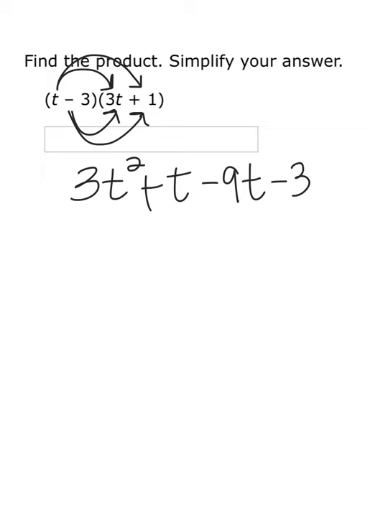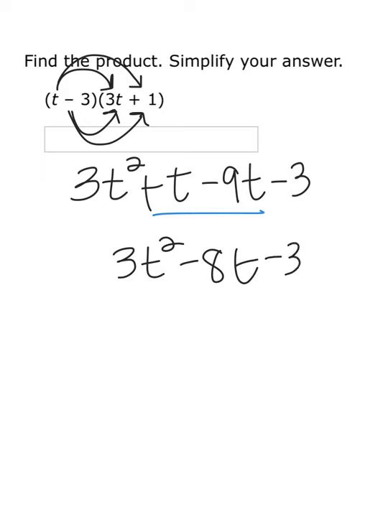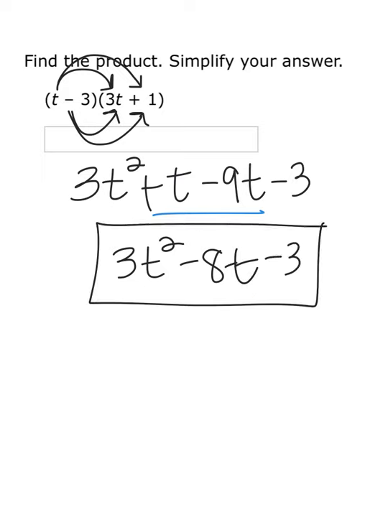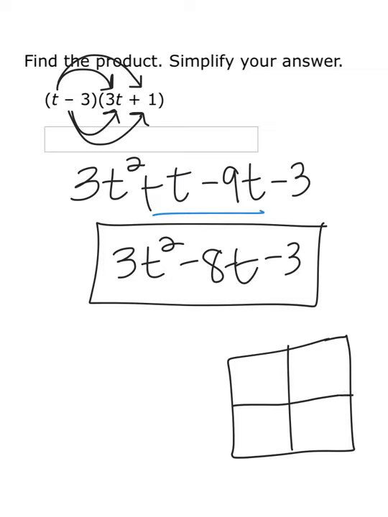So let's combine our like terms. This would become 3t squared. Then I've got 1t minus 9t. Well, 1 minus 9 is negative 8. So this would turn into negative 8t minus 3. So my answer would be 3t squared minus 8t minus 3. Okay, if you don't want to see the box method, just fast forward through this. But for those that do, I'm going to show that again. Okay, it doesn't hurt to get some extra practice here.